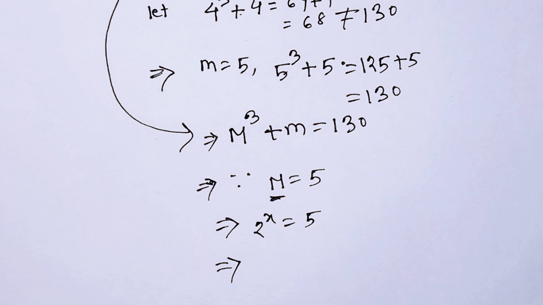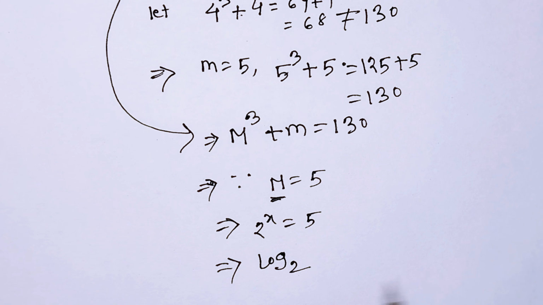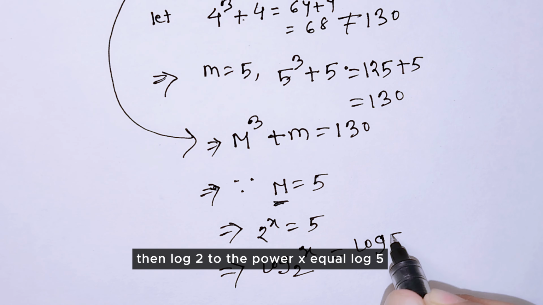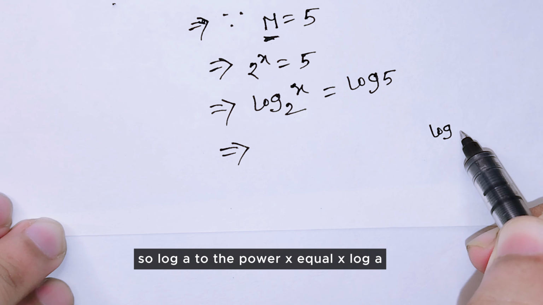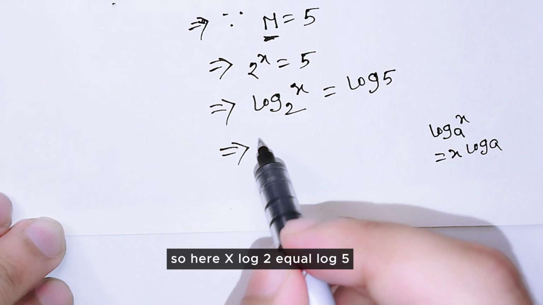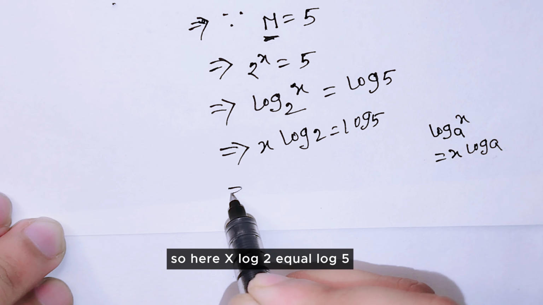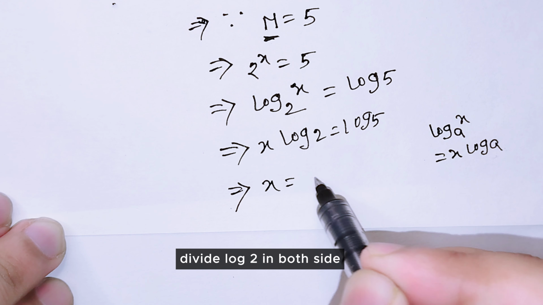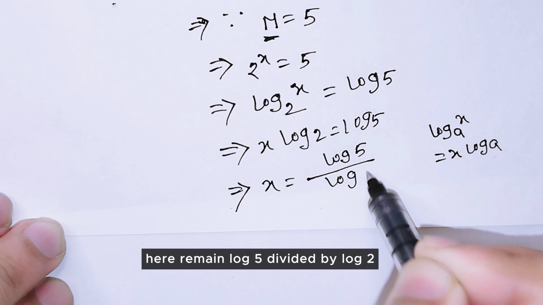Now take log on both sides. Then log of 2 to the power x equal log 5. Now we know that log a to the power x equal x log a. So here x log 2 equal log 5. Now divide by log 2 on both sides, then log 2 cancels out, and here remains log 5 divided by log 2.